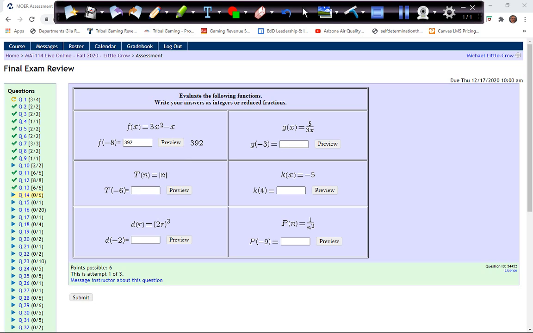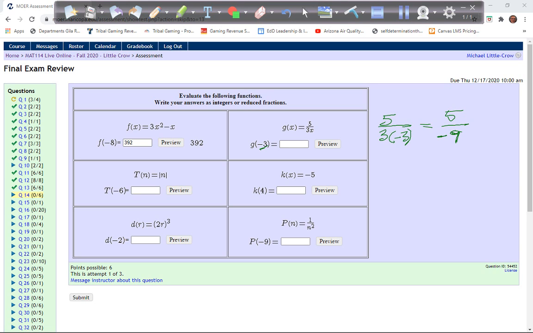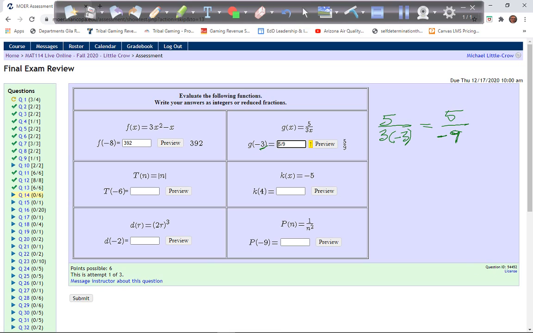G of x over here. Again, we're just going to plug the -3 in for the x, so we get 5 over 3 times -3. So it's going to give us 5 over 9. And it's going to be a -9. You could put the negative in the bottom or you could put it in the middle. You really can do it either way. And it's reduced. Can't reduce it anymore. 5 divided by 9. I got the negative in front.